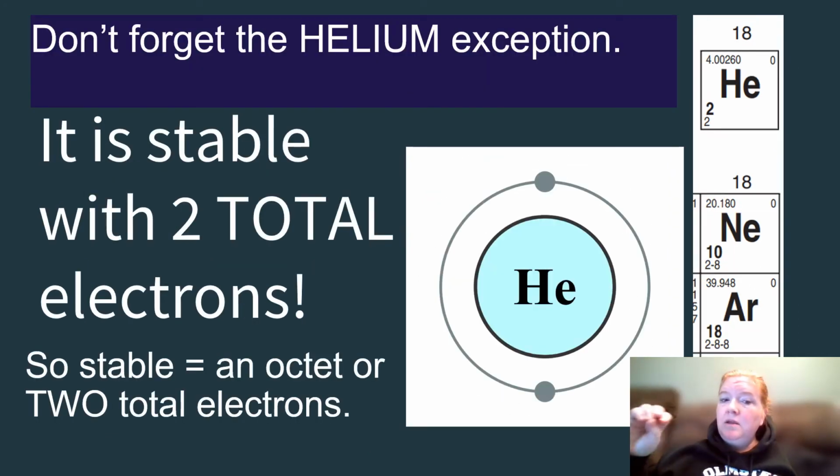Now, don't forget the helium exception. It is stable with 2 total electrons, not 2 valence, although yes, it does have 2 valence. The reason it's stable is because it has 2 total, okay? So stable is an octet or 2 total electrons.